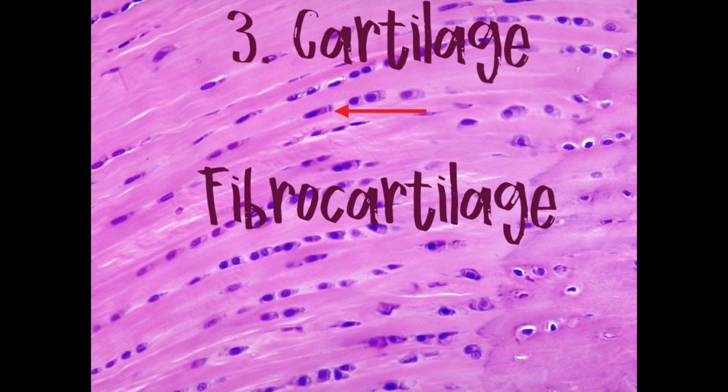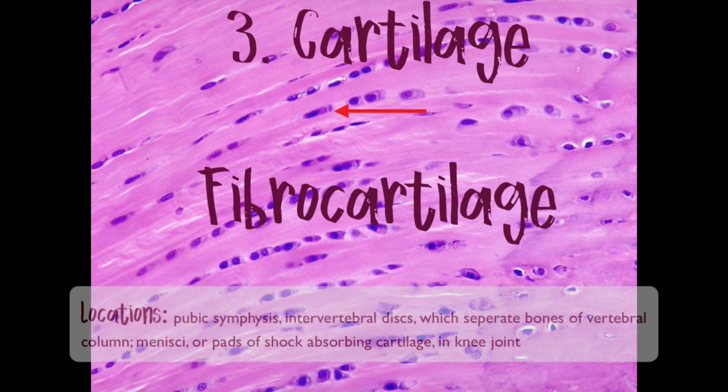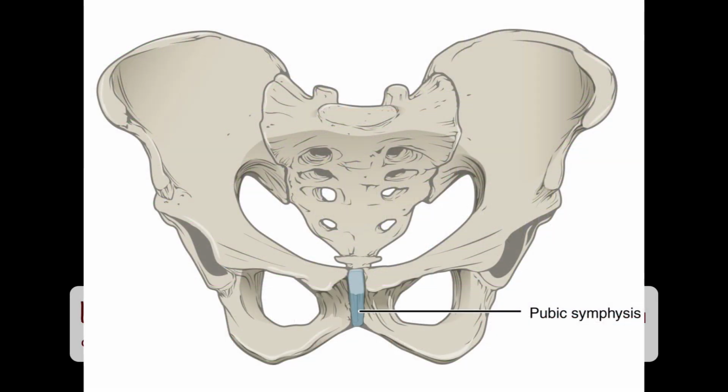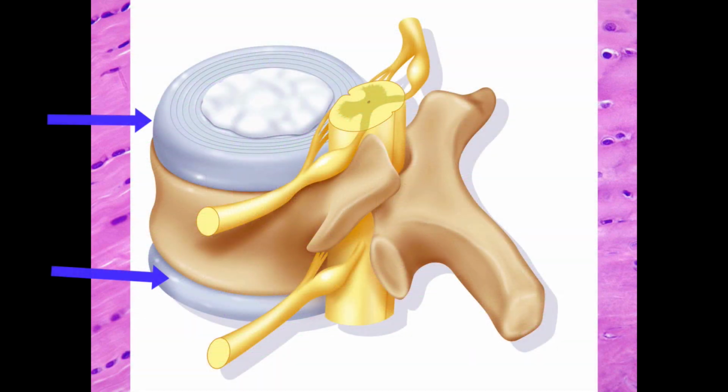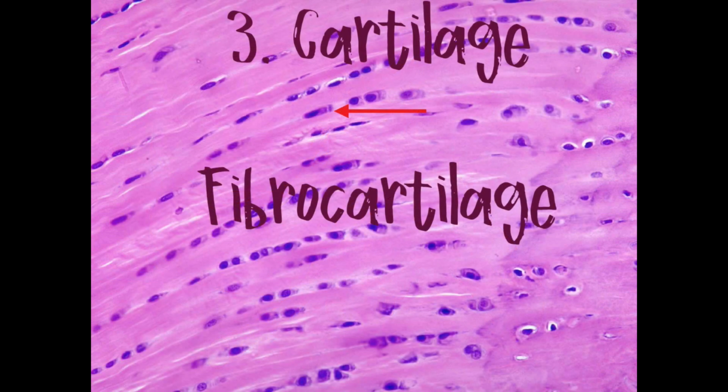And one of the areas where you'll find this is in the pubic symphysis, which is the part of the pelvis where it's fused together. Also in between your vertebral discs, so it separates the bones of the vertebral column. It pads and allows for shock absorption in the knee joints and at points where tendons insert into bones. So this stuff is very, very strong and very durable.